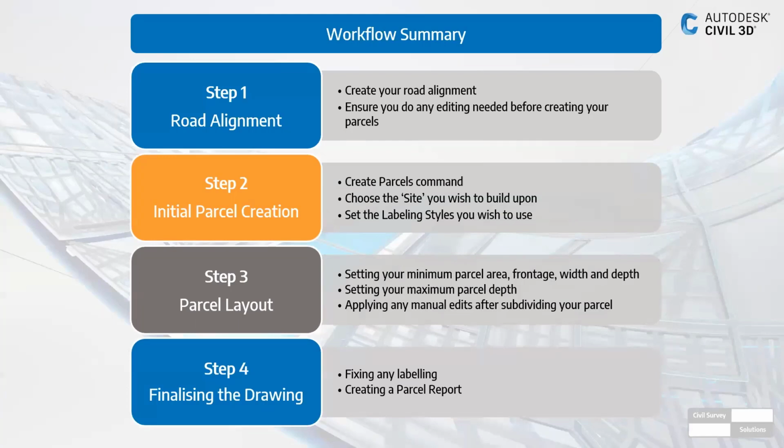Then you would start on the actual parcel layout, setting your minimum parcel area, frontage width and depth, setting your maximum parcel depth, and then afterwards applying any manual edits after running the subdivision tool. Lastly, you would finalize the drawing by fixing any of your labeling using the auto labeler command that we ran, doing any manual edits that you need, and then creating a parcel report from there.